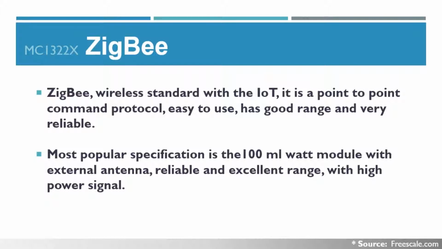power signal. So if you want to install a certain Internet of Things device that is within a building, for example, it is important that you use an external antenna to make sure that the receiving and the transmission of the signal is in good condition.